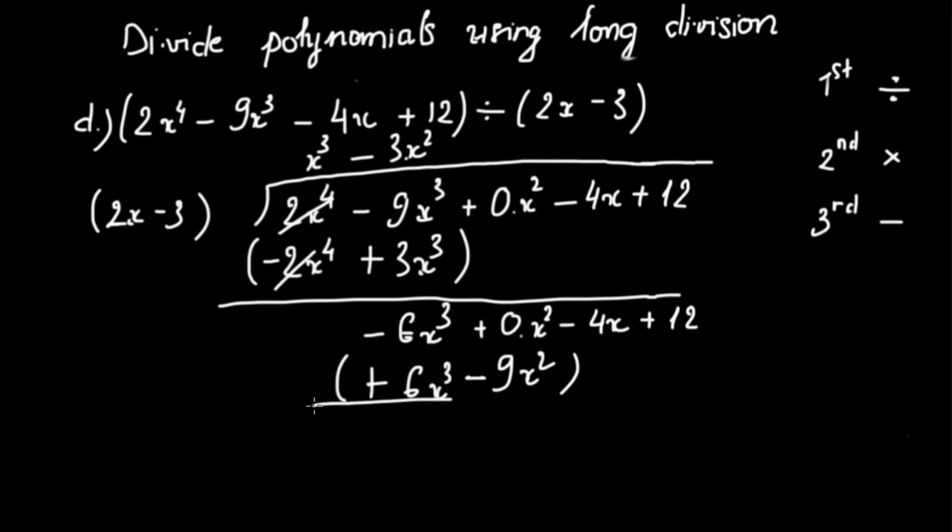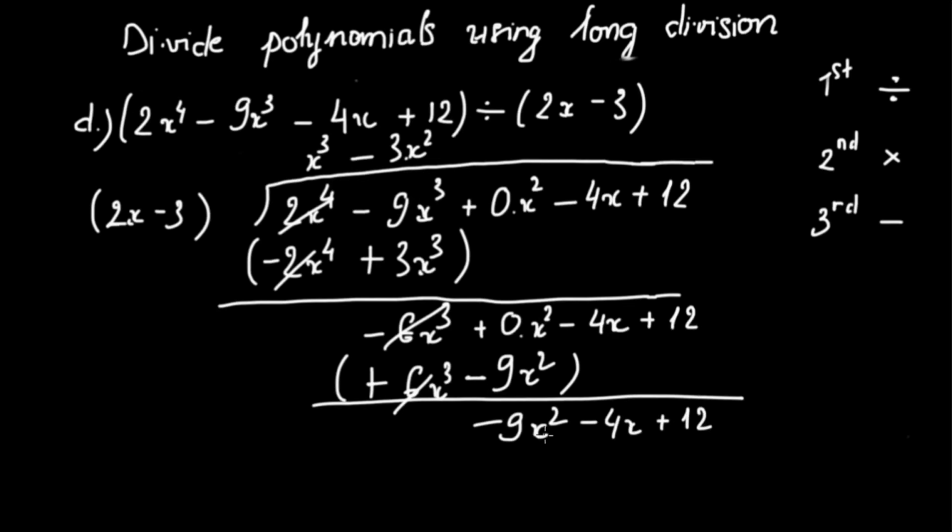Now you add two expressions together. You see this term and this term is cancelled out. 0x squared minus 9x squared, you get minus 9x squared. Then you put minus 4x plus 12 down.